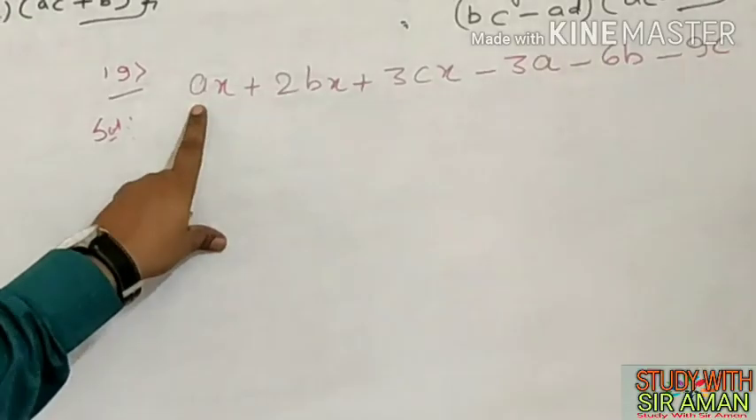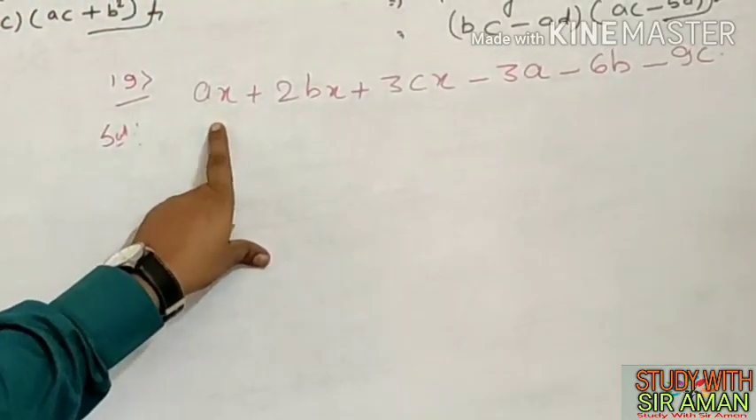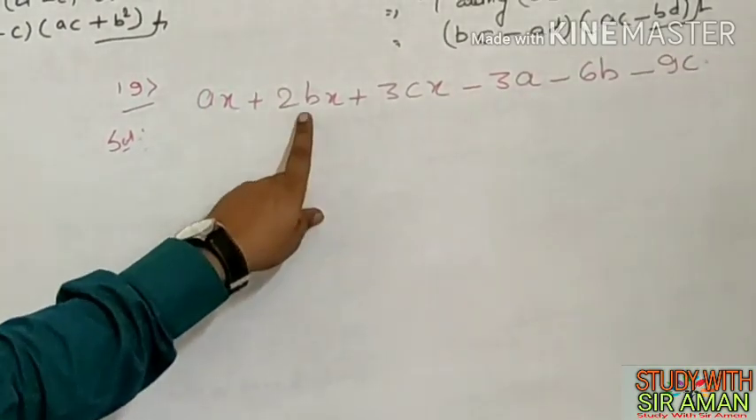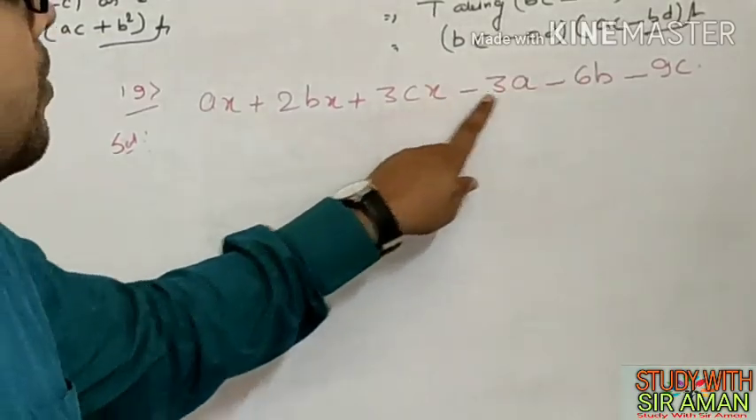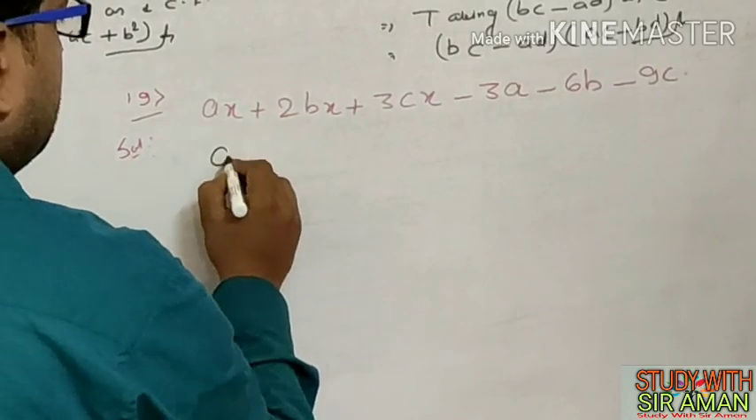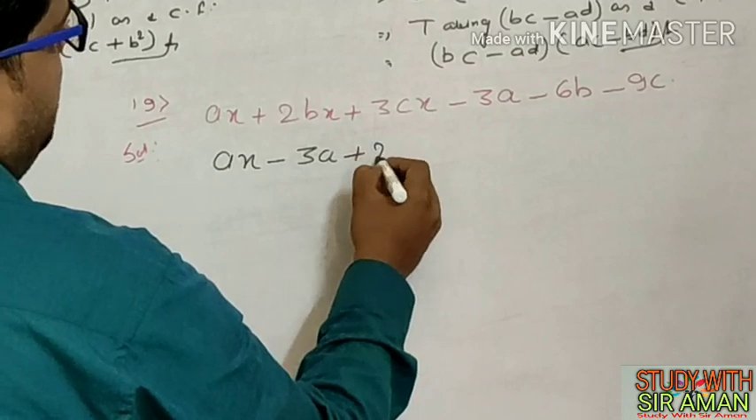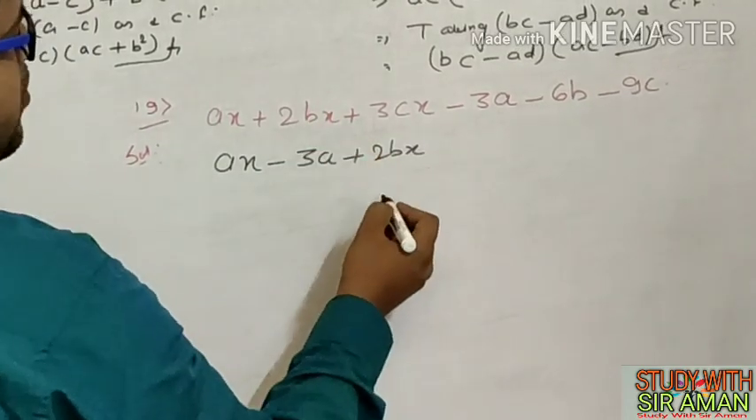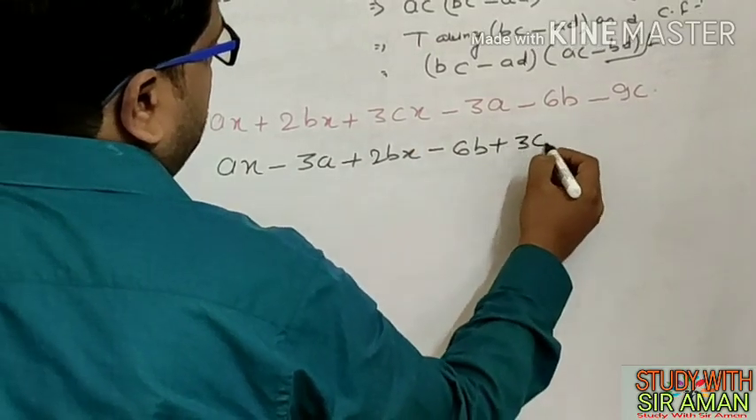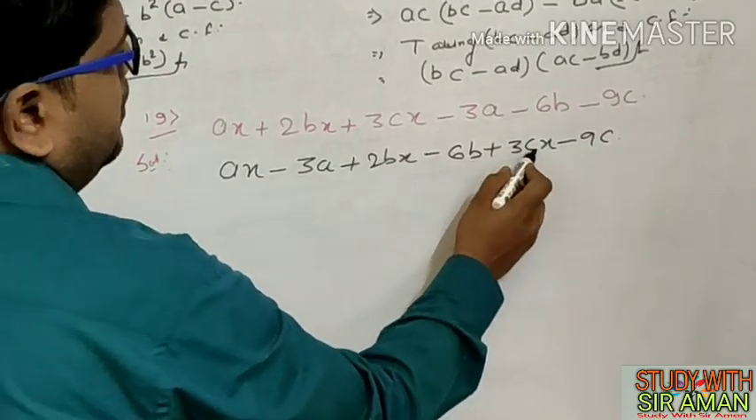No more question. How many terms are here? Six terms I have written here. Now, how to see what is common? You see, first term is a. Now, one more a is here. Here is b. One more b is here. Here is c. One more c is here. Okay. So first we will arrange: ax − 3a + 2bx, where is one more b, − 6b + 3cx − 9c. a, b, c.